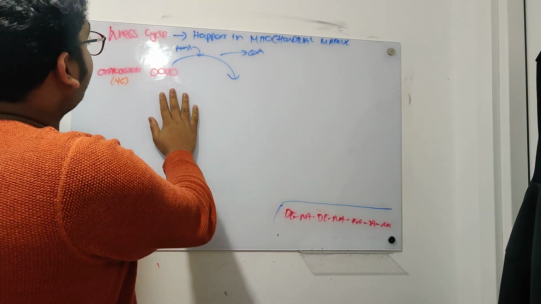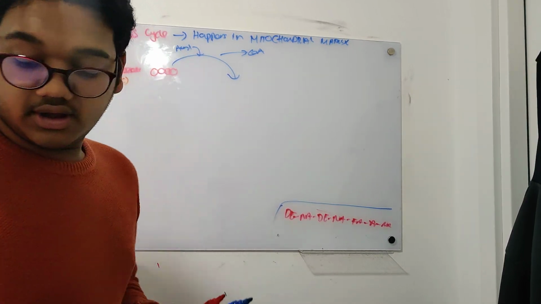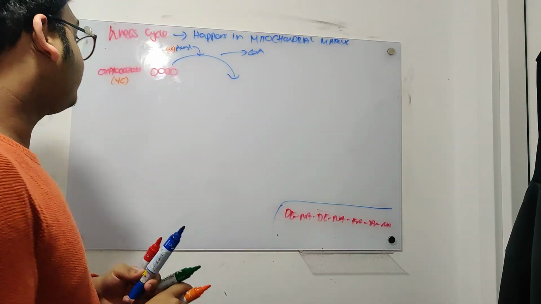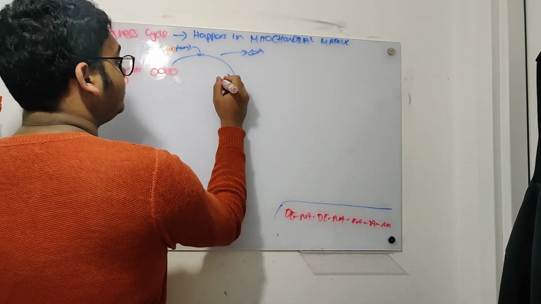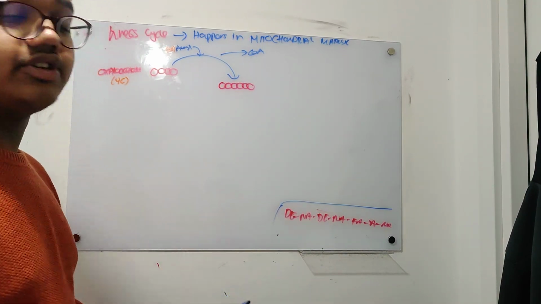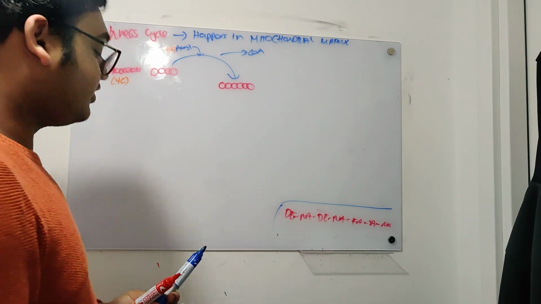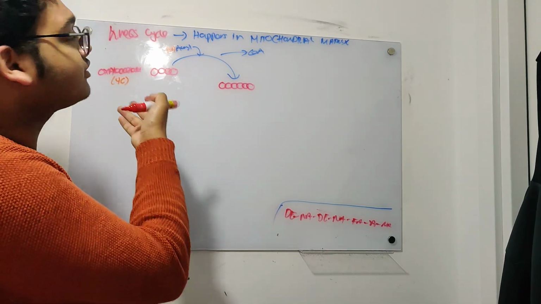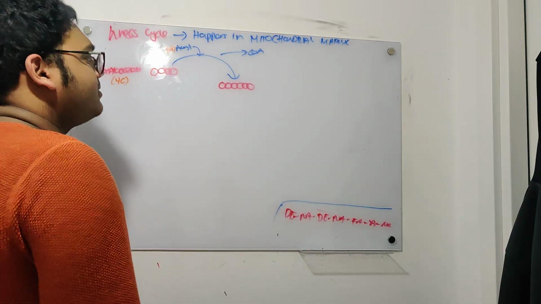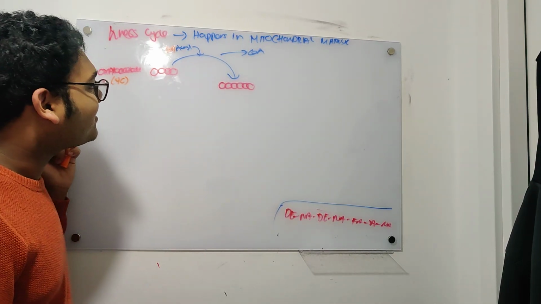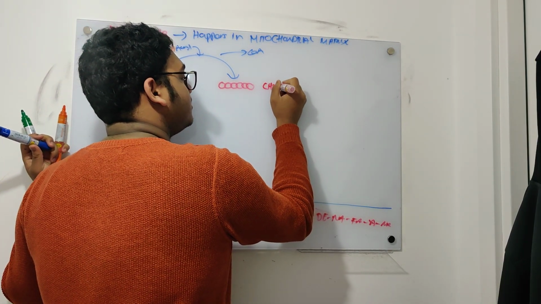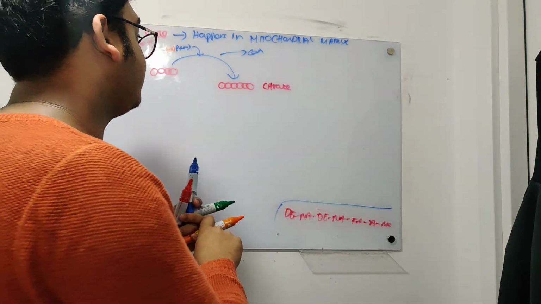So oxaloacetate, a 4-carbon molecule, will react with a 2-carbon acetyl group, and we form a 6-carbon molecule called citrate or citric acid. Sometimes it's referred to as the citric acid cycle, the Krebs cycle, and that's pretty much why it's called citric acid in the first place, but let's just call it citrate, just to save a bit of time. And this has 6 carbons.